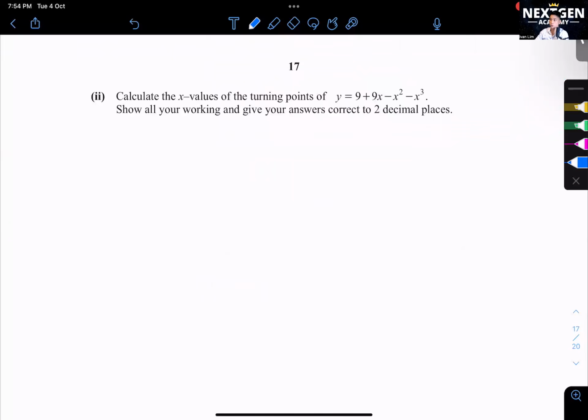Okay, question 2. This one, turning points. Turning points is dy over dx.